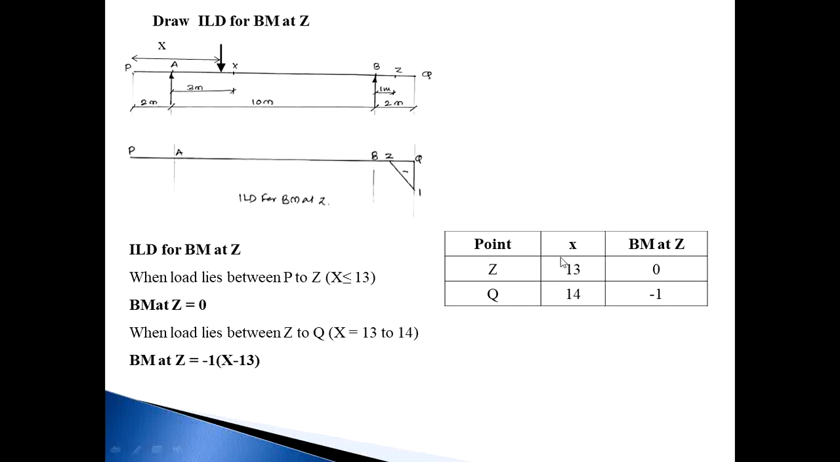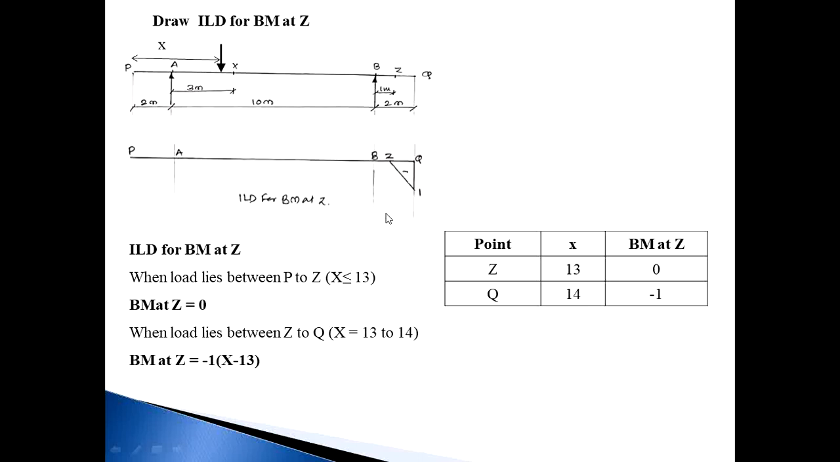Just a checkpoint, that is when load is at Z, and if I want the bending moment at Z, the bending moment at Z becomes 0 because it has load but there is no perpendicular distance. That's why the bending moment value at Z is 0. So consider these coordinates 0 and -1. Plot this sketch. -1 means you should plot on the downside of this baseline at Z 0, and at P and B it becomes 0 because bending moment at Z is equal to 0. This is the ILD for bending moment at Z.